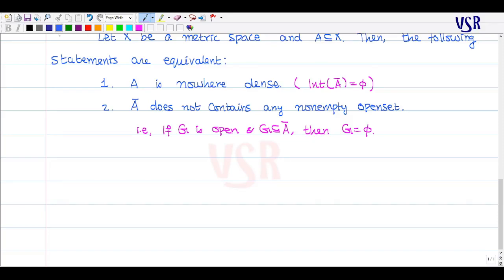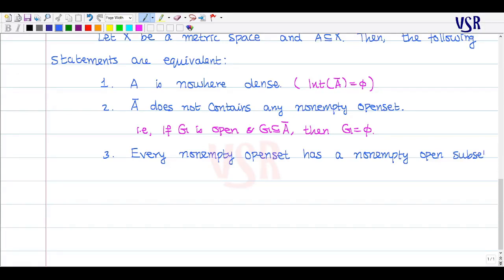Number 3: every non-empty open set has a non-empty open subset disjoint from A closure.